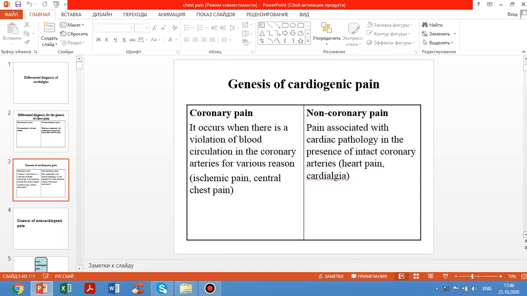What is the genesis of cardiogenic pain? There are two types of cardiogenic pain. Coronary pain occurs when there is a violation of blood circulation in the coronary arteries for various reasons: ischemic pain, central chest pain. The second is non-coronary pain, pain associated with cardiac pathology in the presence of intact coronary arteries, heart pain or cardialgias.